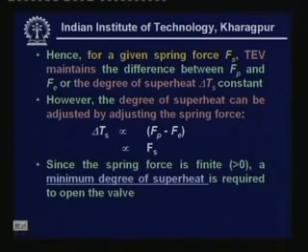Since the spring force is finite, a minimum degree of superheat is required to open the valve. Once you have the spring, it always exerts a finite amount of force. It can never become 0, right? That means Fs is always greater than 0. Fs always greater than 0 means Fp minus Fe is always greater than 0. That means Pp minus Pe is always greater than 0, which means the degree of superheat should always be greater than 0. That means you should have a finite amount of superheat, and only then can the valve open. So that is the meaning of this.